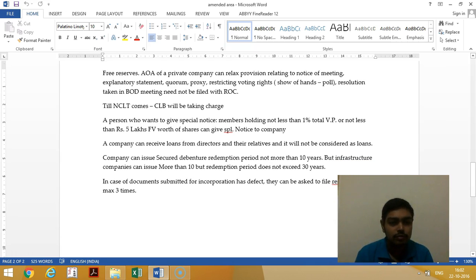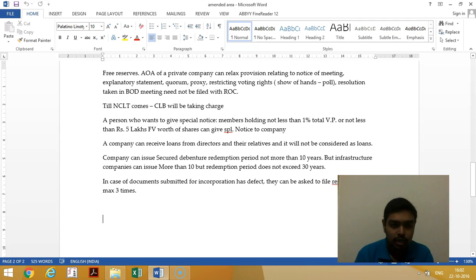Then the person who wants to give special notice to the company should be holding not less than 1% of the voting power, or not less than 5 lakh rupees of face value of the shares. Previously it was mentioned more than 5 lakh rupees. Now they have amended it to not less than, that means 5 lakh rupees or more. So they can give special notice if they want anything from the company.